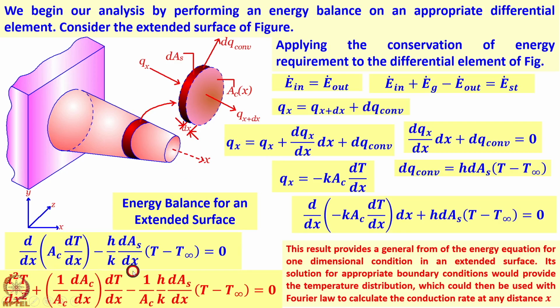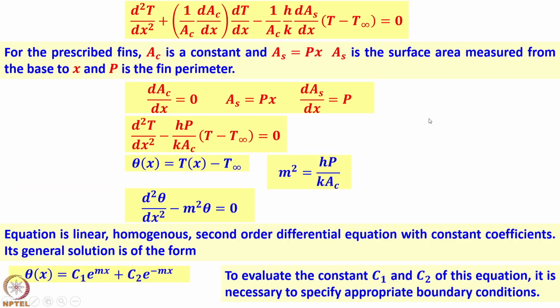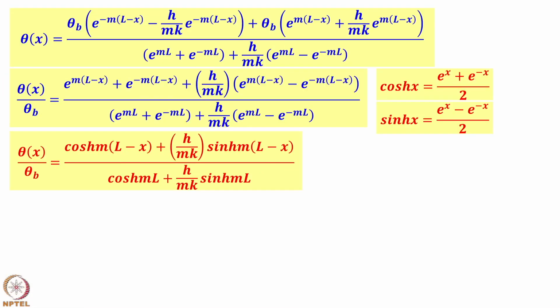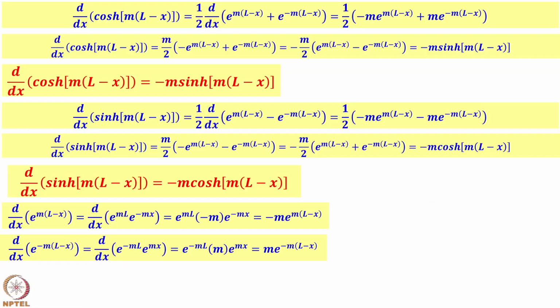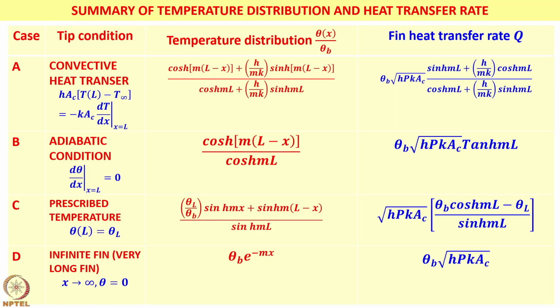So we wrote the general conduction equation. We solved that equation for various scenarios, and it can be for any shape. It can be a rectangular fin, pin fin, triangular fin, any of the fins. We assumed a constant cross-sectional area, and we derived the temperature distribution and also the heat transfer rate. So this is for an infinitely long fin, for prescribed temperature, adiabatic condition, and convective heat transfer.